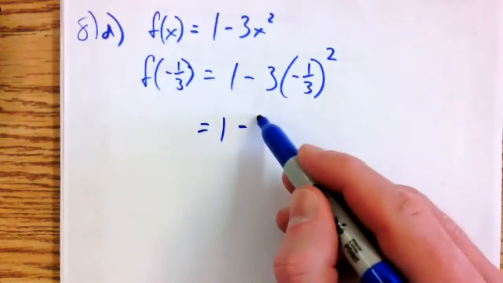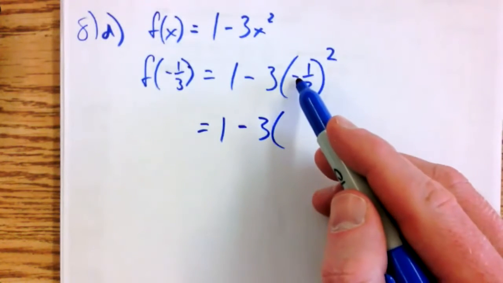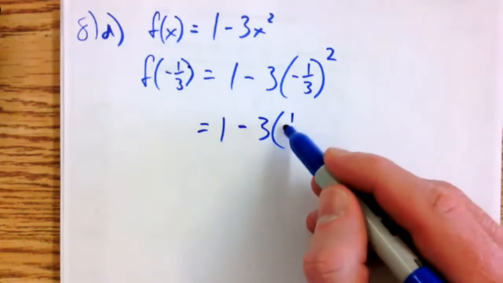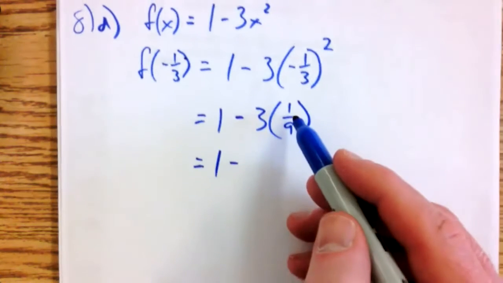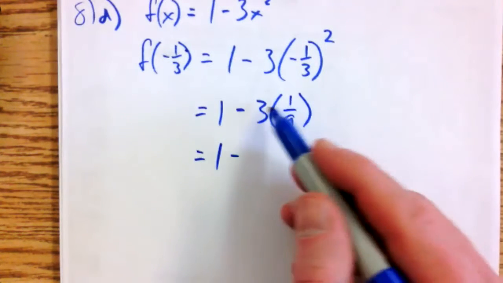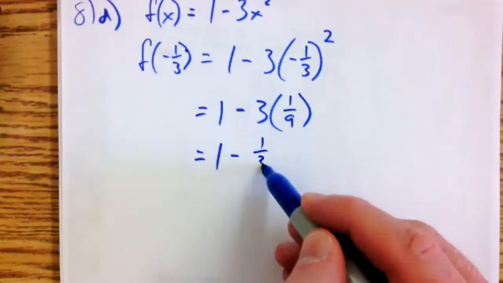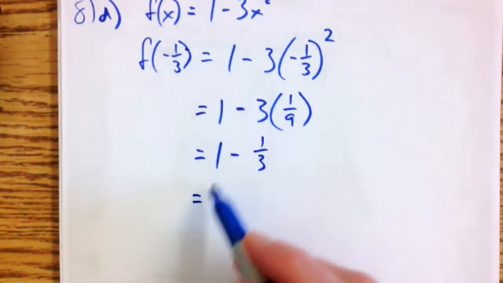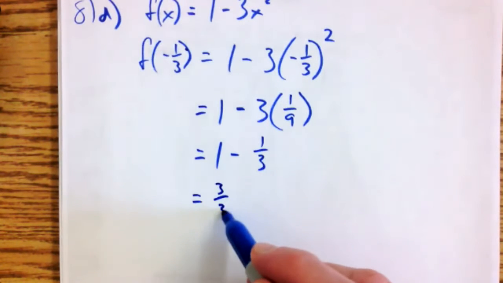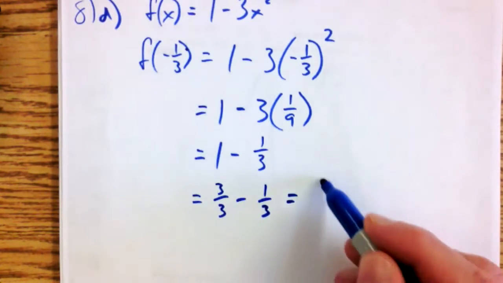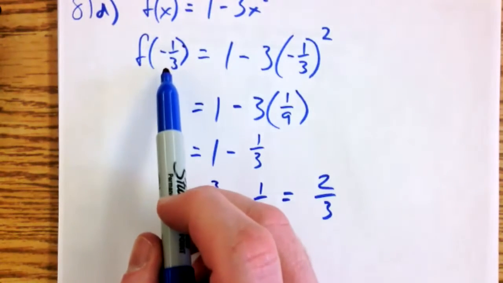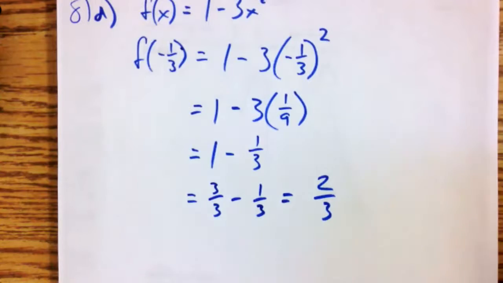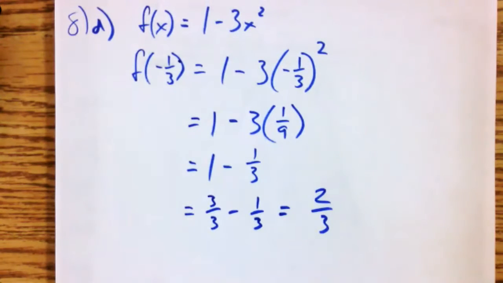So 1 minus 3, negative times negative is positive. 1 over 3 times 1 over 3 is 1 over 9. 1 minus 3 times 1 is 3 over 9. So that's 1/3. 3 over 9, 1/3. Change this to a denominator of 3. So that's 3 over 3 minus 1 over 3 equals 2 over 3. You're just putting this in for whatever x is. Can you dig it?